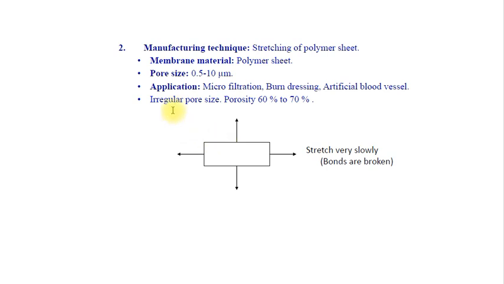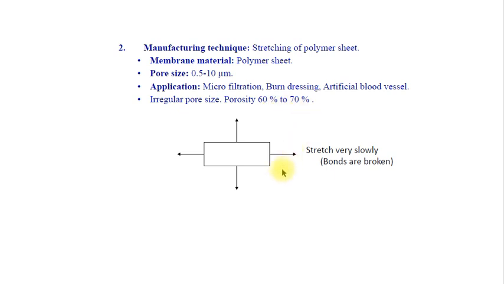The pore size will be from 0.5 to 10 micrometer in this process, and here also the pores are very irregular in size. Why? Because the forces applied on the surface are not homogeneous all around the sheet. So you might create small pores in some sections and large pores in other sections. The porosity in this process is higher than the sintering and pressing process. The porosity ranges from 60% to 70%.